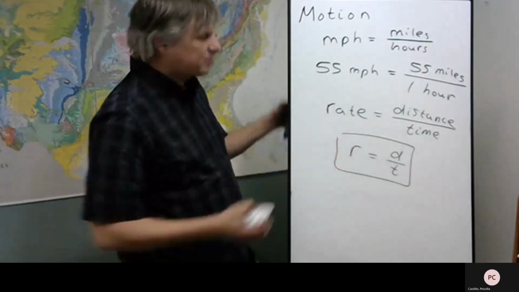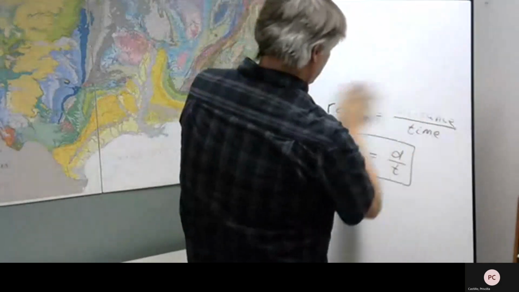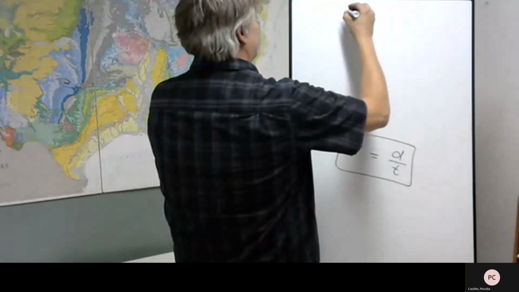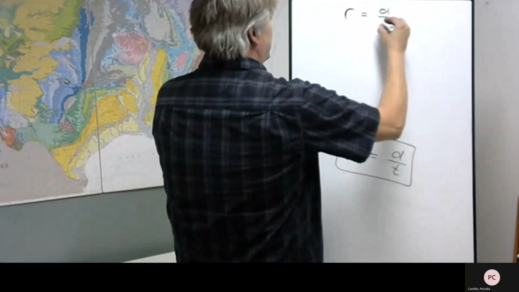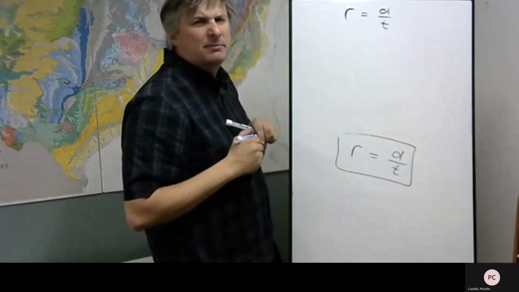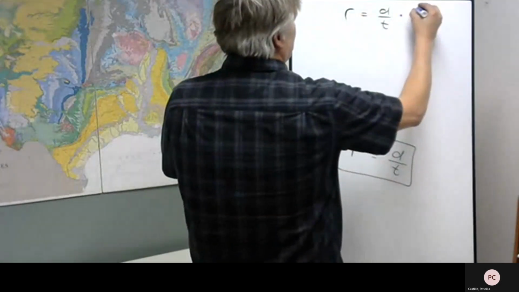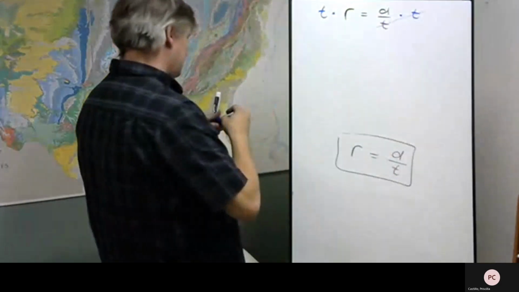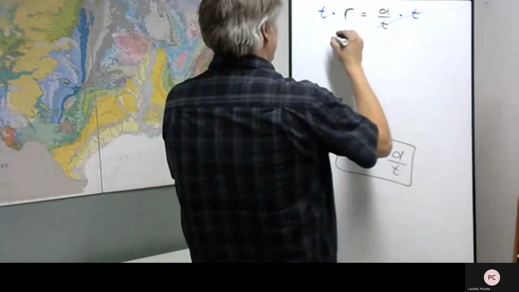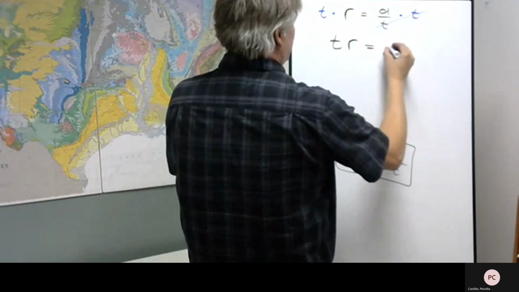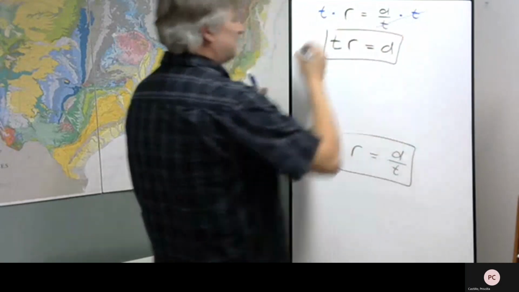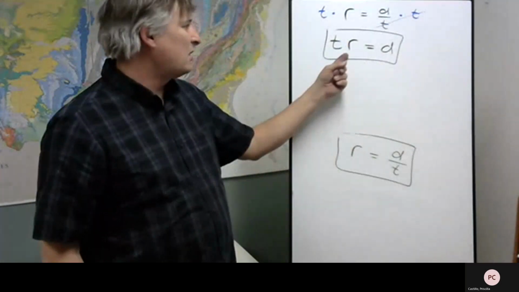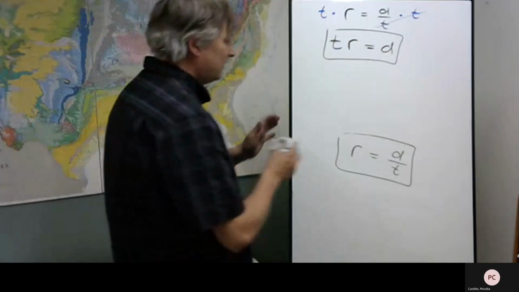The one that they have in the textbook, the way they got it, if rate is distance over time, let's multiply both sides by time. Well, that means time will cancel. So, TR equals D. This is also a good relationship to have. If you need to solve, maybe here we solve for D, but you could solve for R or solve for T as you need to.